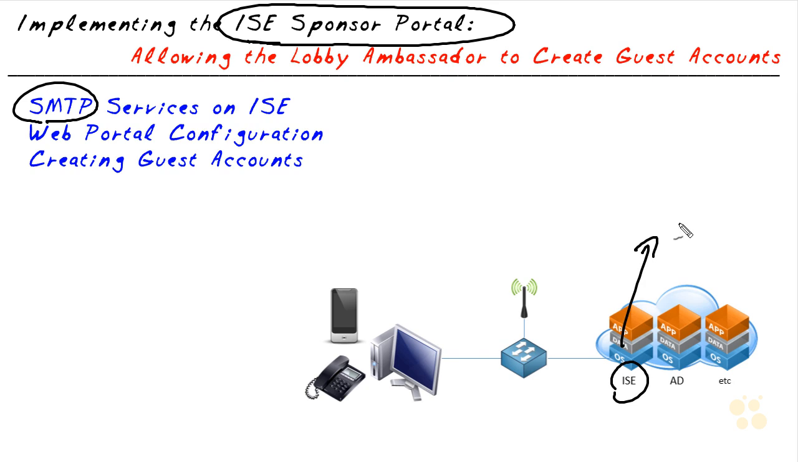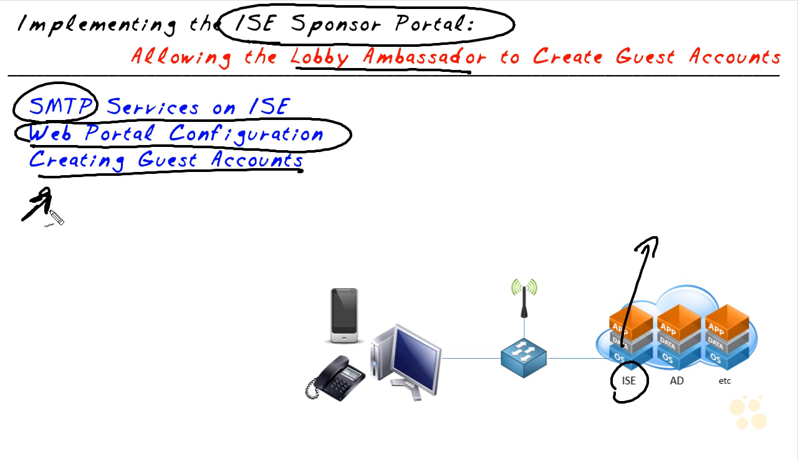so that it can send outbound SMTP messages, either sending emails to individuals to let them know about their new accounts, or perhaps using an email gateway as a method of sending text messages to the guest user, letting them know about their credentials. Then we'll configure the web portal configuration specifics that allow our lobby ambassador to log in, to create the accounts and manage those accounts that they've created. And as a confirmation, we're also going to create a guest account once we're logged in as a lobby ambassador.